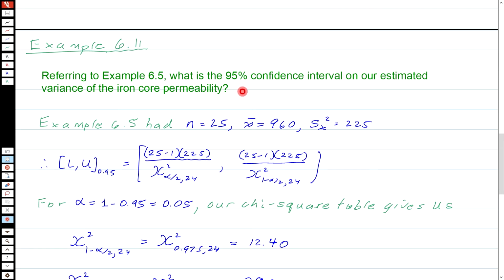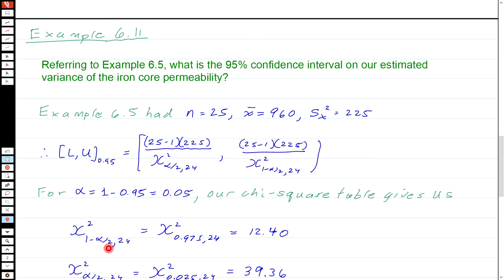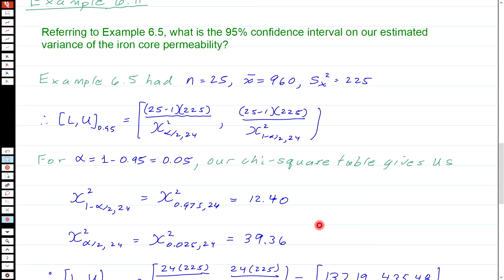We're asking for a 95% confidence interval, so alpha is 1 minus 0.95, which is 0.05. And our chi-squared tables tell us the following. 1 minus alpha by 2, 24 degrees of freedom. Alpha by 2 is 0.025, so 1 minus alpha by 2 is 0.975. With 24, this gives me 12.40 from the chi-squared table. And chi-squared alpha by 2, which is chi-squared 0.025 with 24 degrees of freedom, is 39.36.